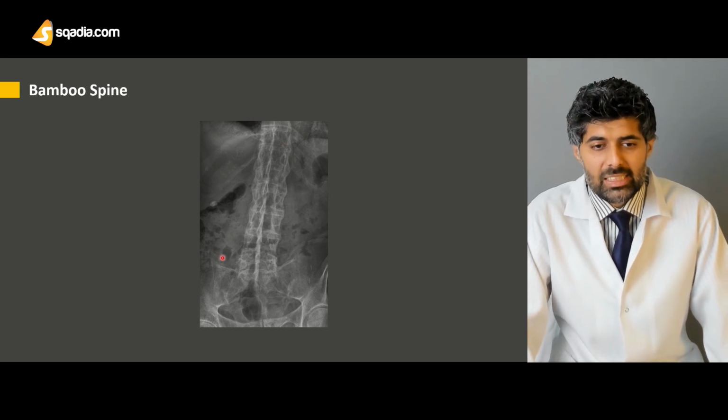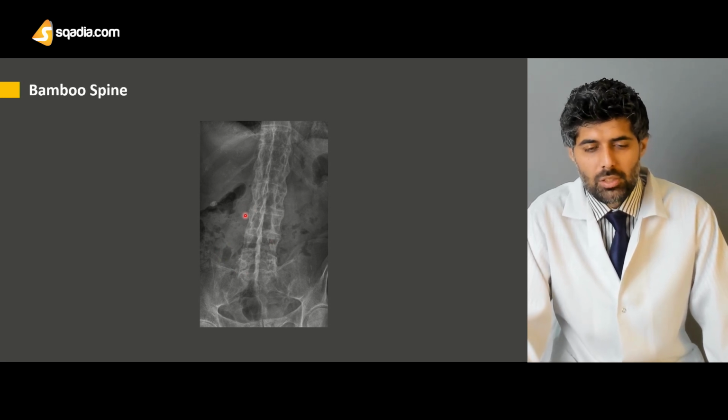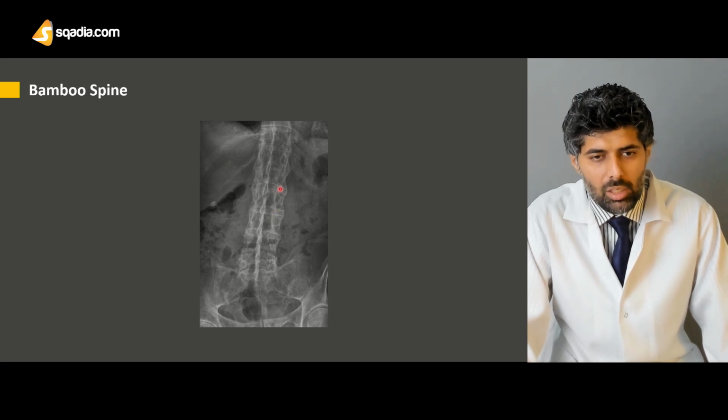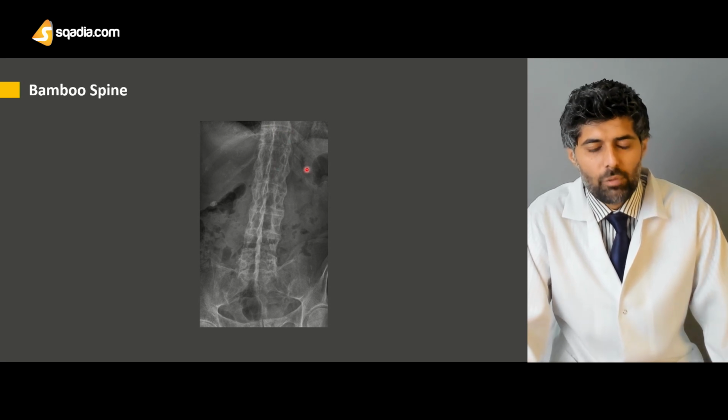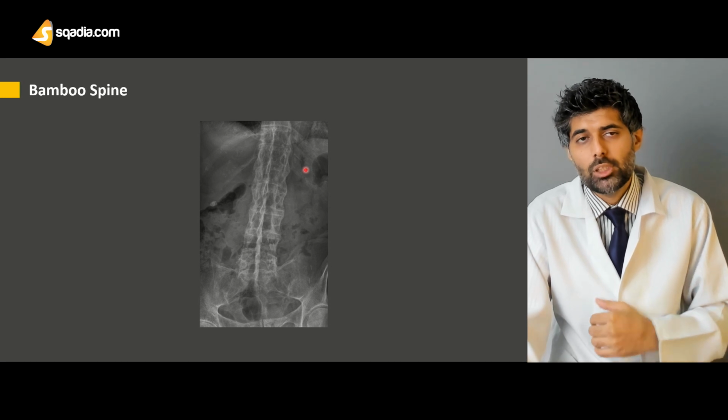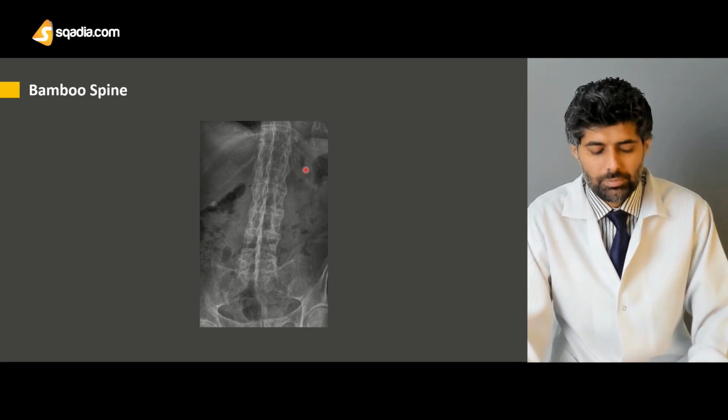As you can easily see here, the vertebral bodies of this patient have no space between them. They are heavily ossified, giving an impression of the sectioning which is usually found in bamboo sticks or bamboo trees.